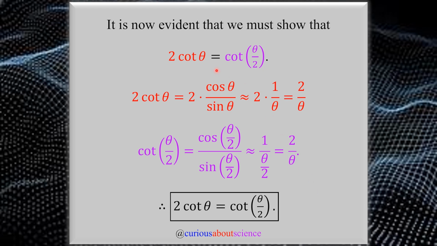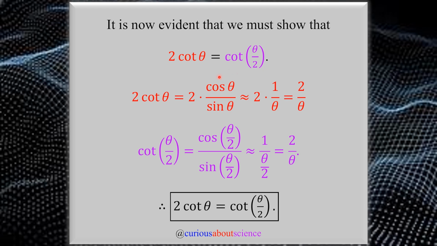So from that, it is now evident that we must show that 2 cotangent theta equals cotangent of theta over 2 within this particular regime. Okay, so let's first recall what regime we were actually in for the impulse approximation or the Born series approximation. Surprise, surprise, this equates to the small angle approximation with respect to these functions.